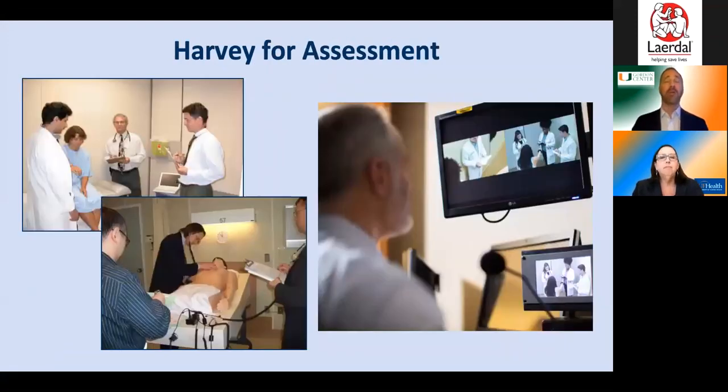And Harvey is not only used at the local institutional level, but in some cases at high stakes national levels. This center panel here, both of these actually are from the Royal College of Physicians of Canada, which used Harvey in their national internal medicine oral board certification exam for about 10 years.